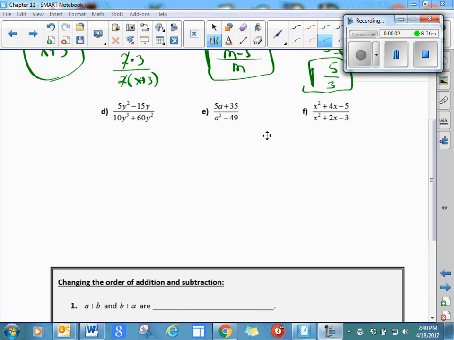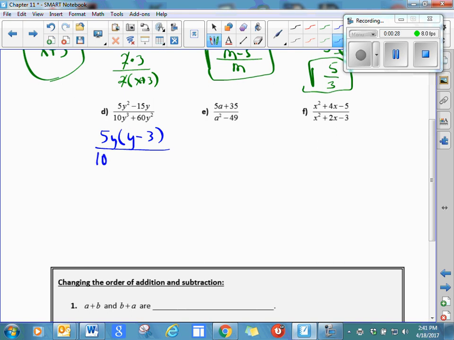We're back to do some more of our rational work, and we are on 91 example D. So they're getting a little bit more complicated. It may take a few extra steps, but it's really still the same procedure. We're going to factor the numerator. We're looking for a GCF, 5y. That leaves us this. Denominator looks like 10y squared. And that leaves us with y plus 6.